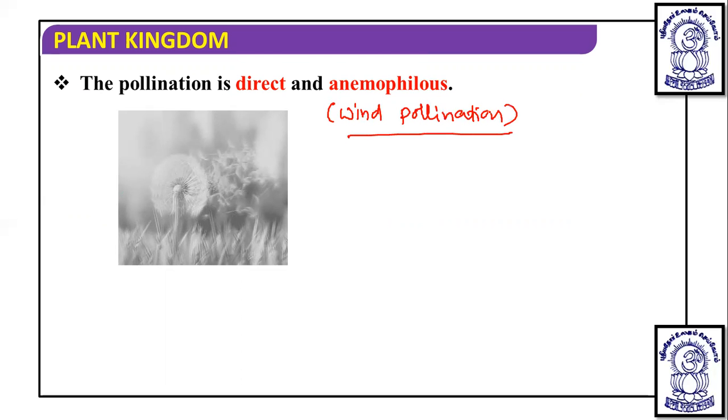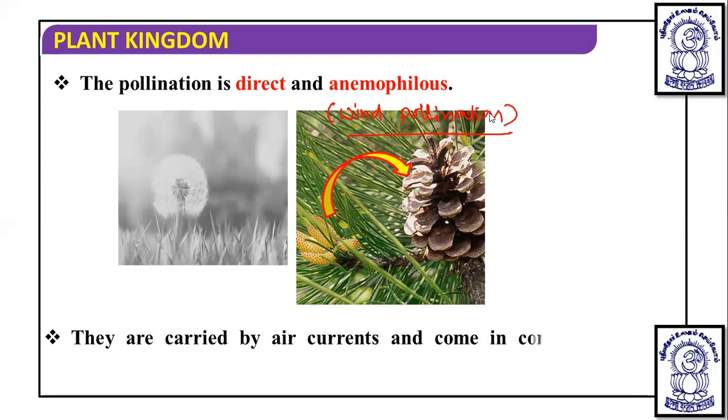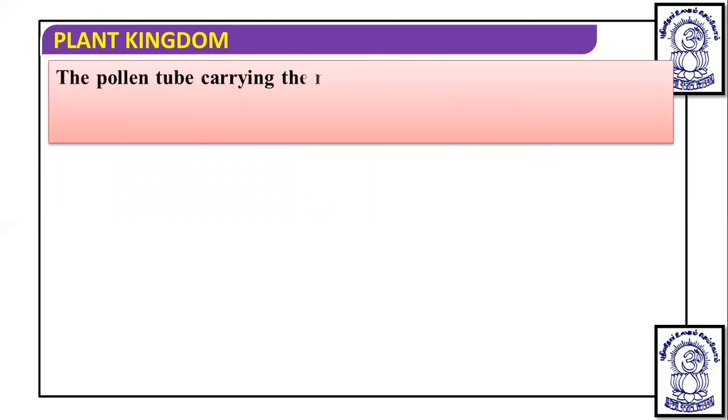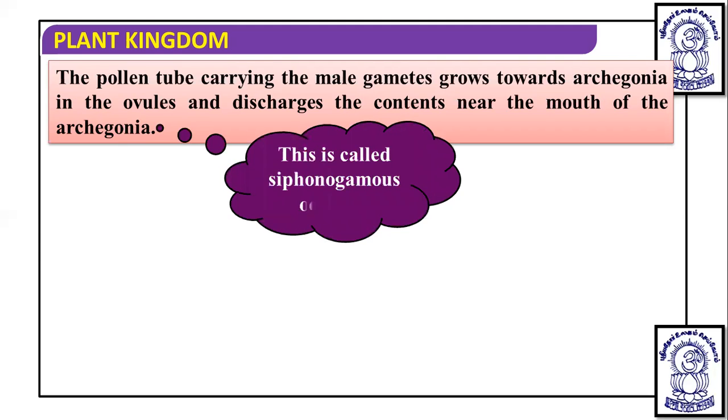Okay, dear students. So this is with respect to the particular characteristic. As we can see, they are carried by the air current and come in contact with the opening of the ovule borne on the megasporophyll. The pollen tube is later developed after reaching the ovule. The pollen tube carries the male gamete towards the archegonia in the ovule and discharges the content near the mouth of the archegonia. And we know that within the archegonia there is an egg cell, as I have shown in the diagram. And this is called siphonogamous oogamy. Means pollen tube formation is responsible for the fusion of male and female gametes. Because of this, it is known as siphonogamy.